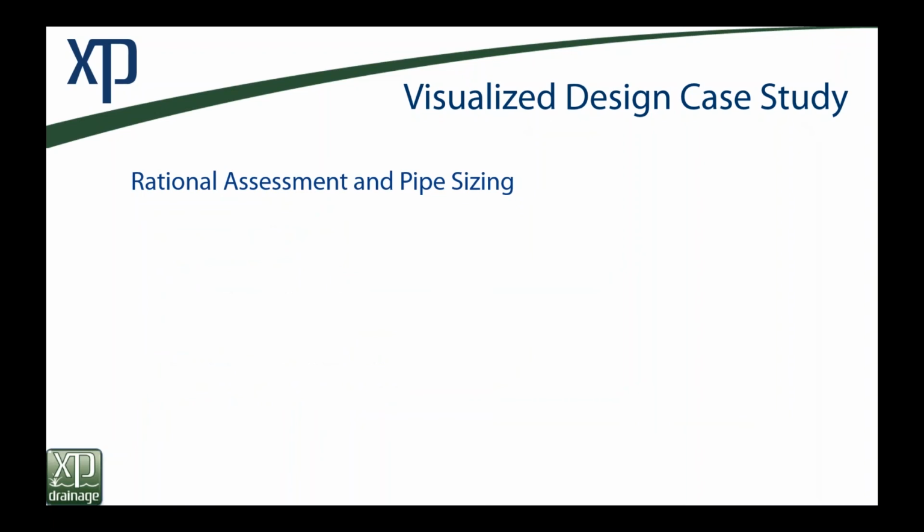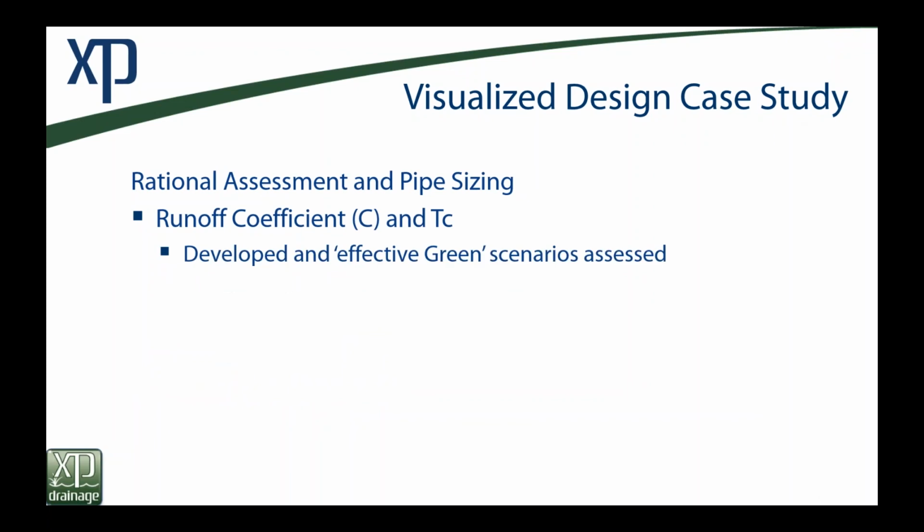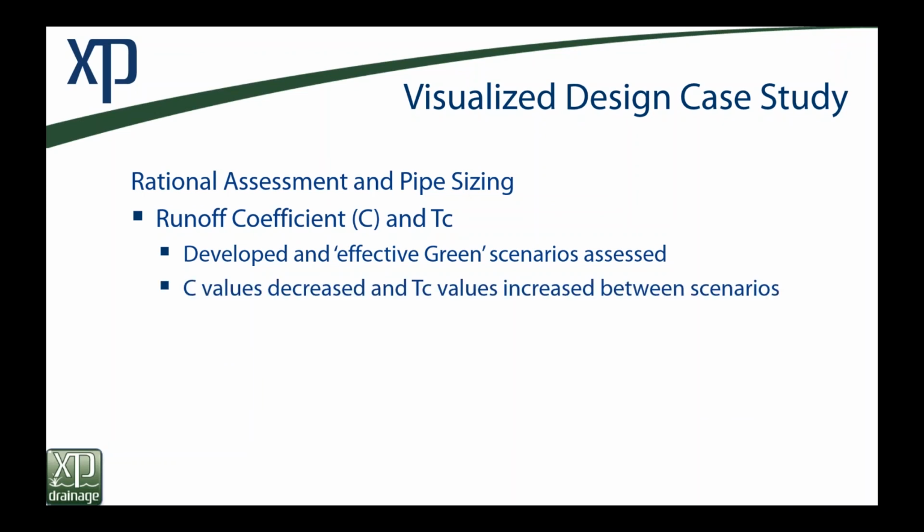So let's just look for a second at what we did in the rational assessment and pipe sizing. We looked at runoff coefficient and time of concentration as things we could adjust. So we have our developed site, as you'd expect, and we made an effective green scenario to assess. For that effective green scenario, we took the traditional developed runoff coefficients and times of concentration and adjusted them. You would decrease the C value a bit to represent the incorporation of green infrastructure, as well as increase the time of concentration.